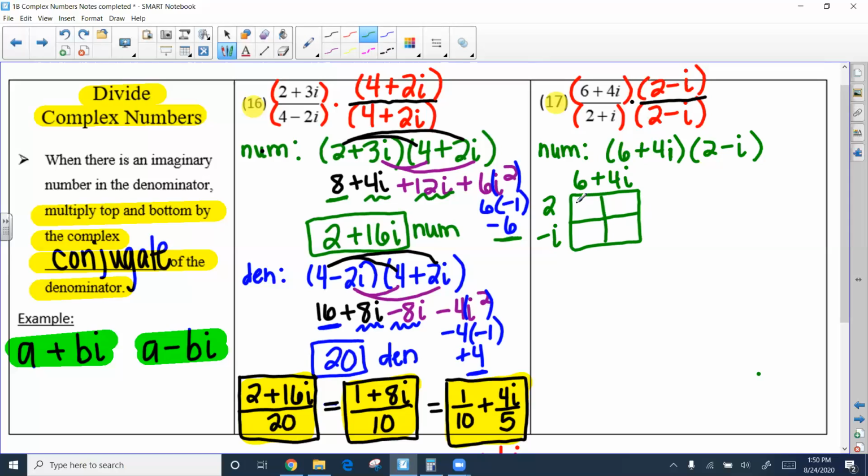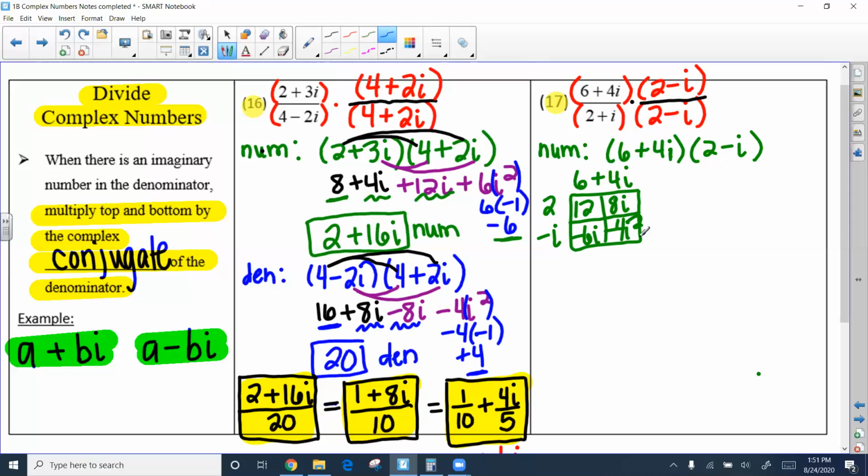So in my boxes, this would be 12 plus 8i. This lower row here, the bottom would be negative 6i. And then negative i times 4i would be negative 4i squared. Okay. Then I'm going to simplify the i squared.